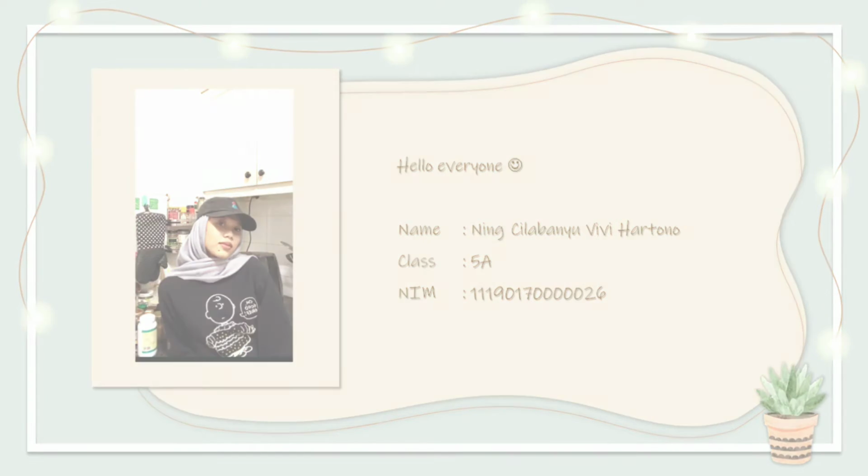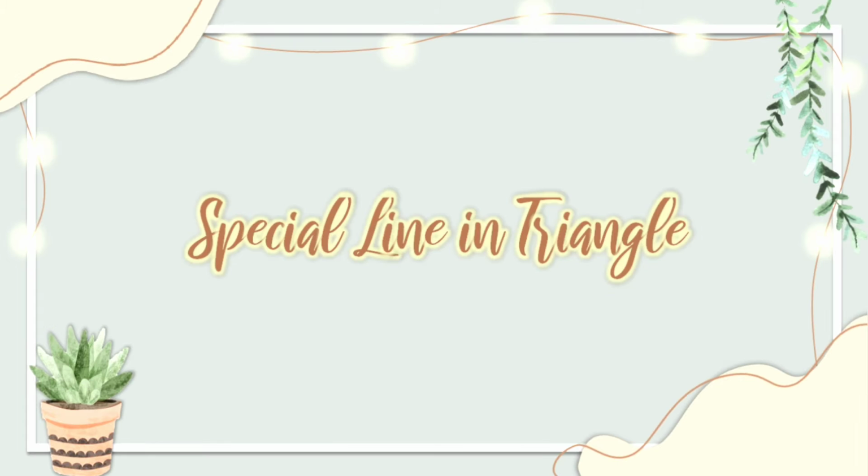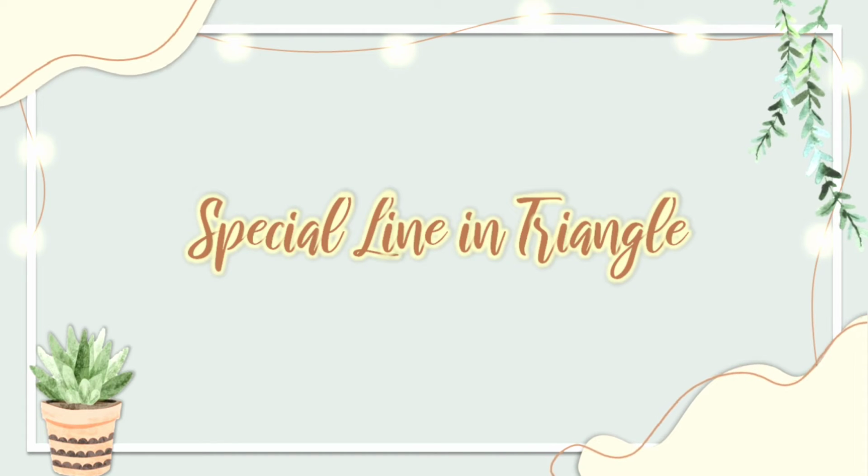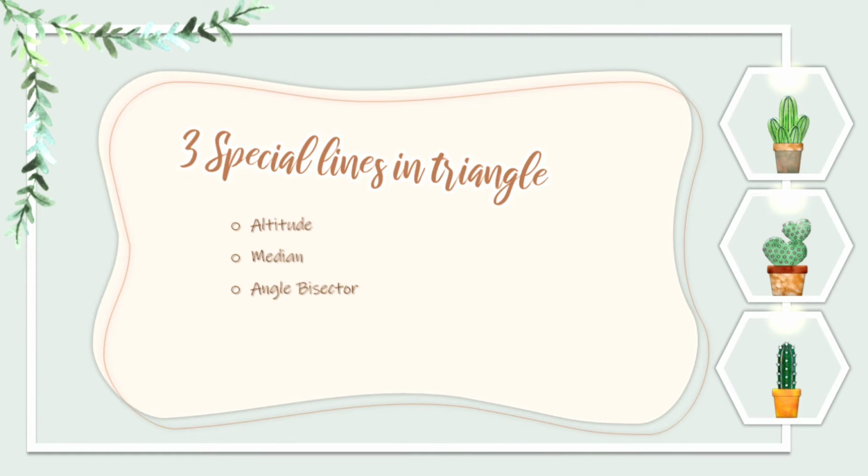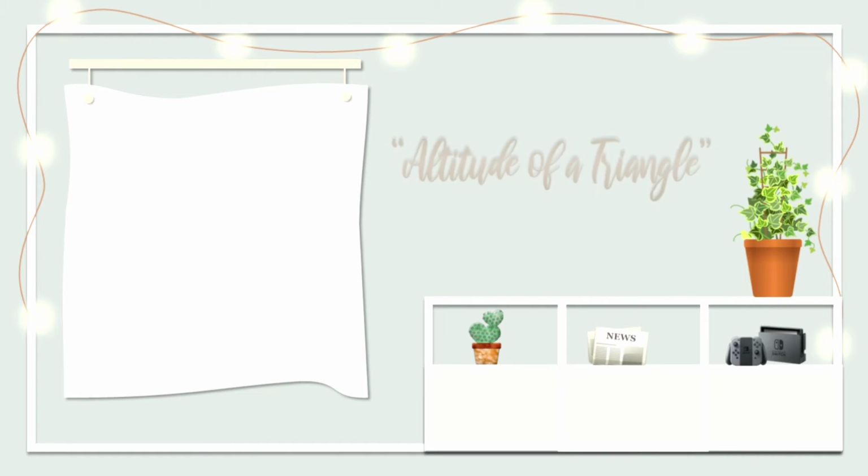In this video, I want to explain the material about the special lines in a triangle. There are three special lines in a triangle. The first is altitude, the second is median, and the third is angle bisector. But in this video, we will only discuss altitude.